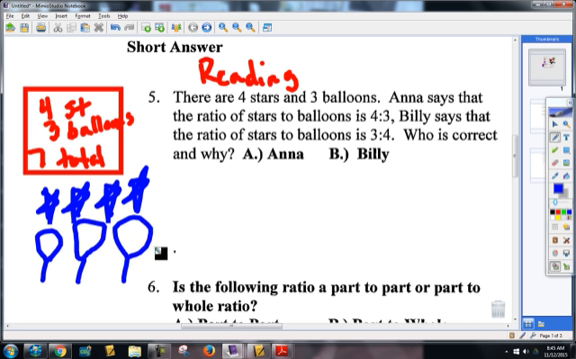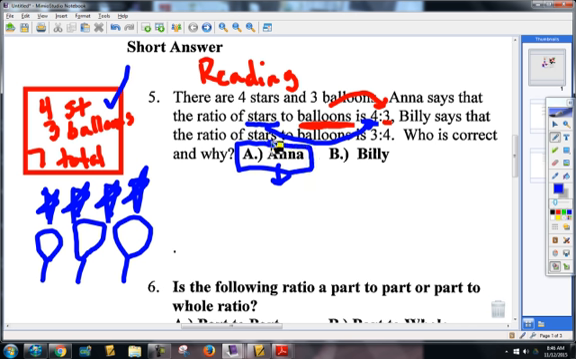Nobody did? Okay. So either way, this just allows me to really visualize it. And then you really got to read. Well, Anna, she says that the ratio of stars to balloons is 4 to 3. Whereas balloons would go... So you can see I kind of color coded them so that I can see what I'm talking about. The balloons is going to go with 3. The stars are going to go with 4. Right? So obviously, looking at my edge pieces, I know that Anna's already correct.